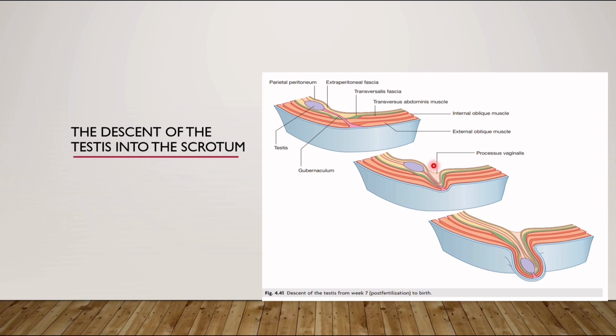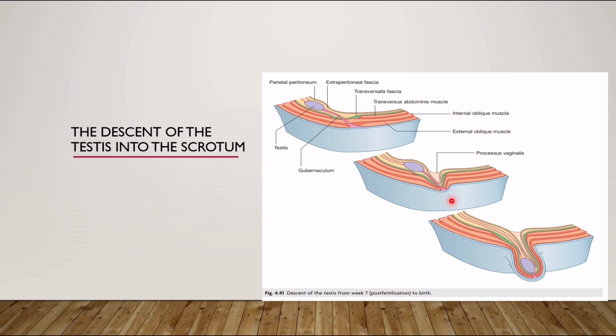bulging or defect in the anterior abdominal wall, we see that it also helps in the descent of the testes. This processus vaginalis later becomes obliterated to form what is called the tunica vaginalis.